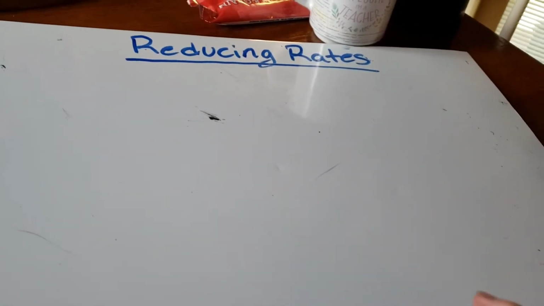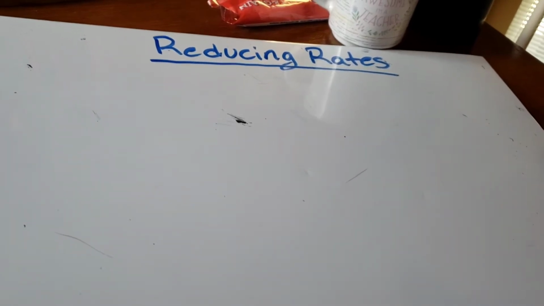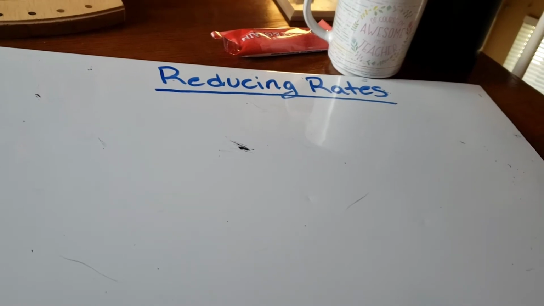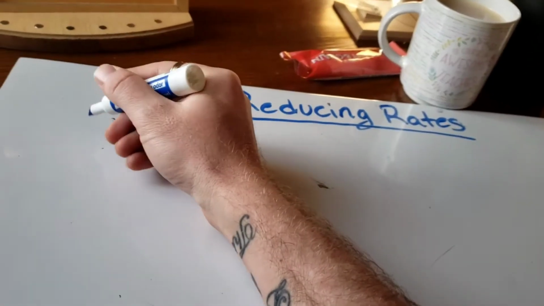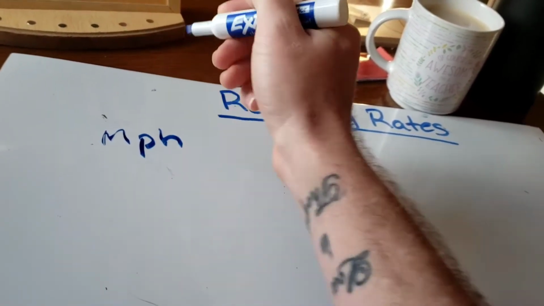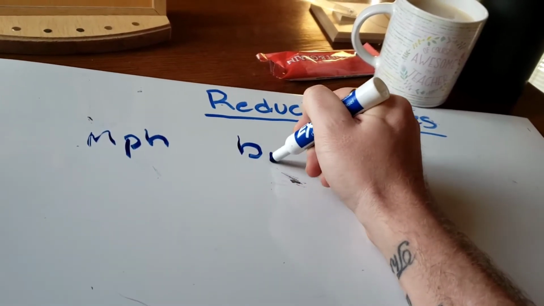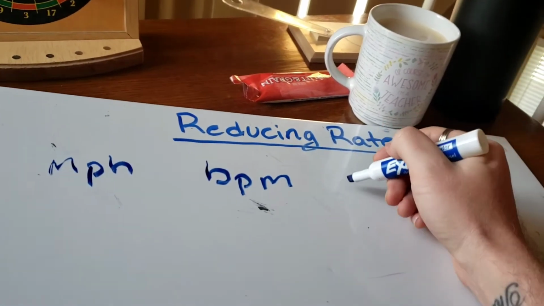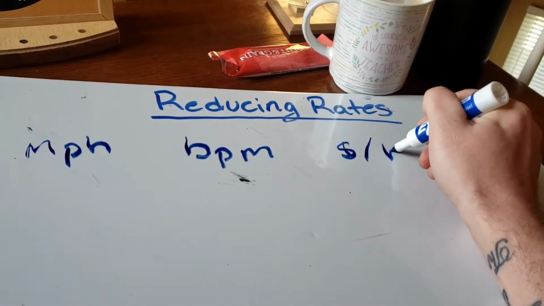All right, so today's lesson we're going to be talking about reducing rates. So first thing we need to do is remember what a rate is. A rate is a ratio that relates to units of measure. For example, we might have a rate of miles per hour, or a rate of beats per minute, or maybe a rate of dollars per hour.